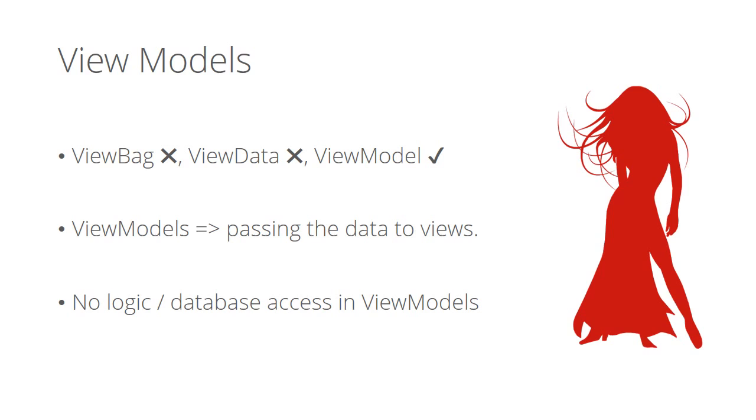Also, view models are only for passing data to views. Just put properties and trivial operations if you need them, like getting the time difference between two DateTime objects. That's why you should never put logic or database instructions into view models.